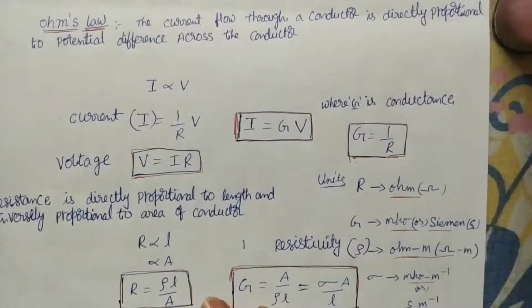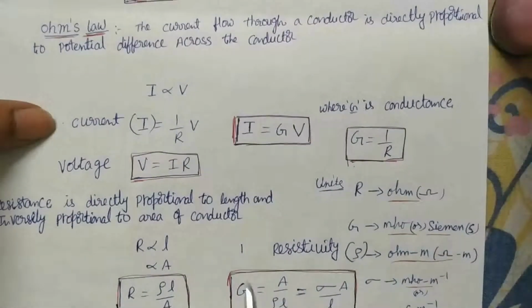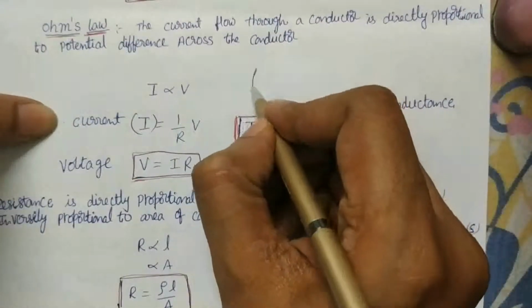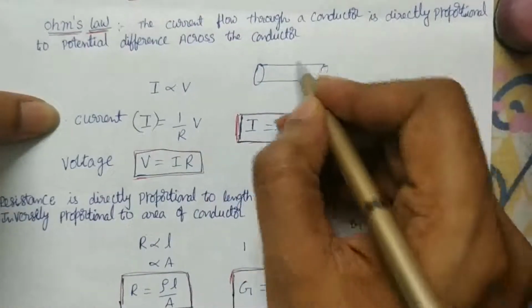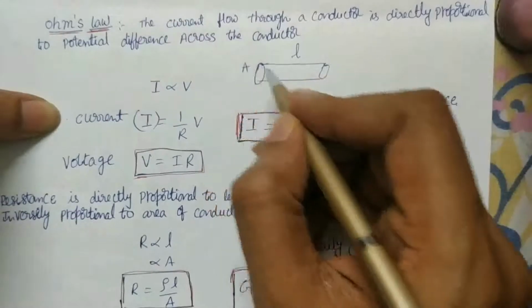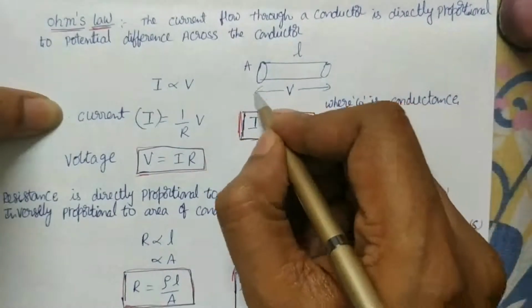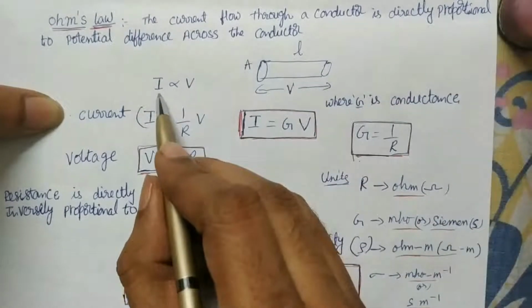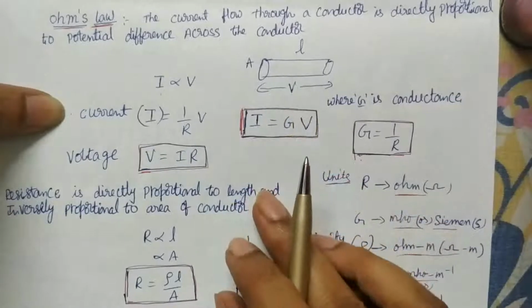In this video we will see about Ohm's law. According to Ohm's law, suppose you assume a conductor having length L and area of cross section A. They apply a potential difference across the conductor. The current flowing through the conductor is directly proportional to the potential difference across the conductor.